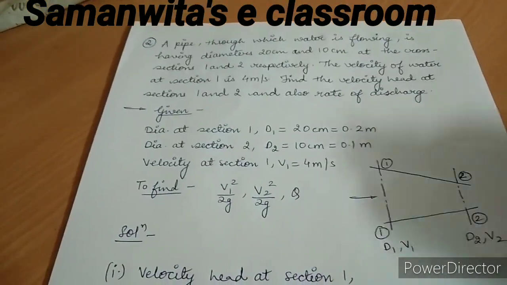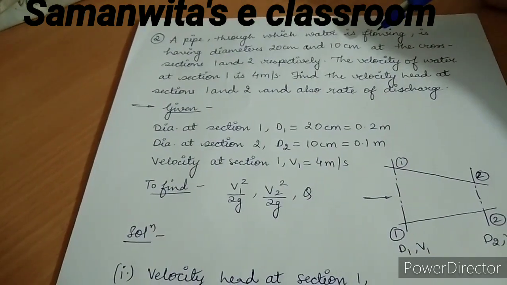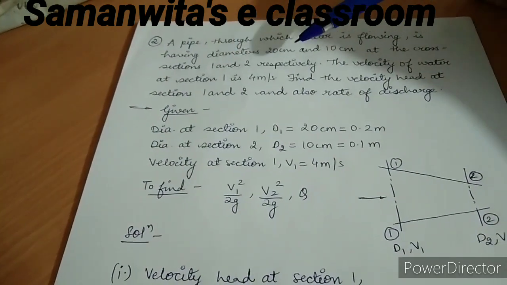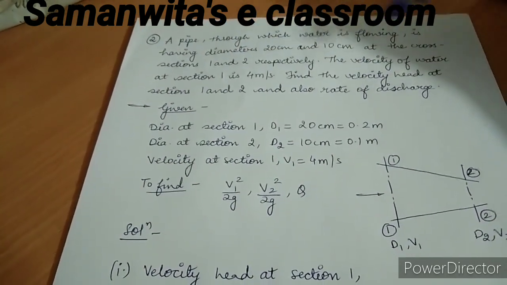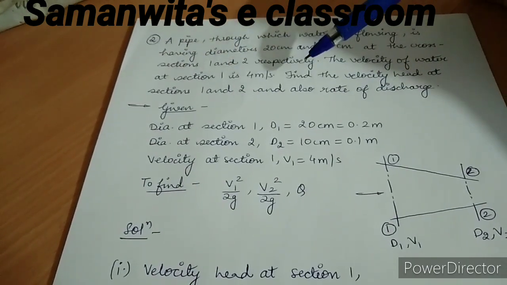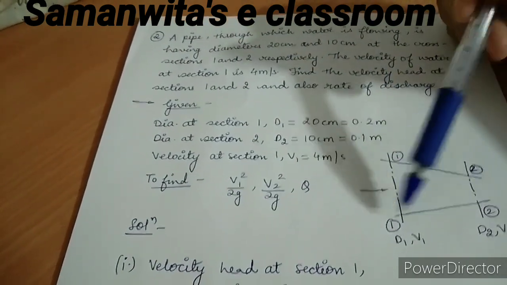Let's move to question 2. A pipe through which water is flowing has diameters 20 centimeter and 10 centimeter at the cross sections 1 and 2 respectively. So as you can see, I have drawn the cross section over here.